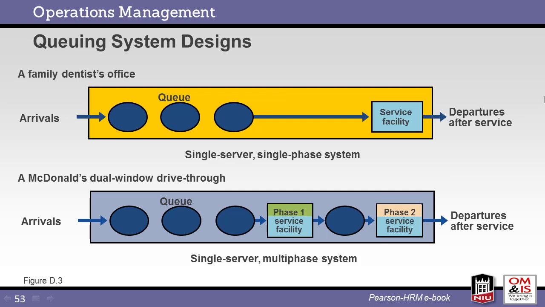A dentist's office with only one dentist would be a single server, single phase system. At this McDonald's, the service process has two steps, or phases. The first window takes your order, while the second window gives you your food. This would be a single server, multi-phase system.